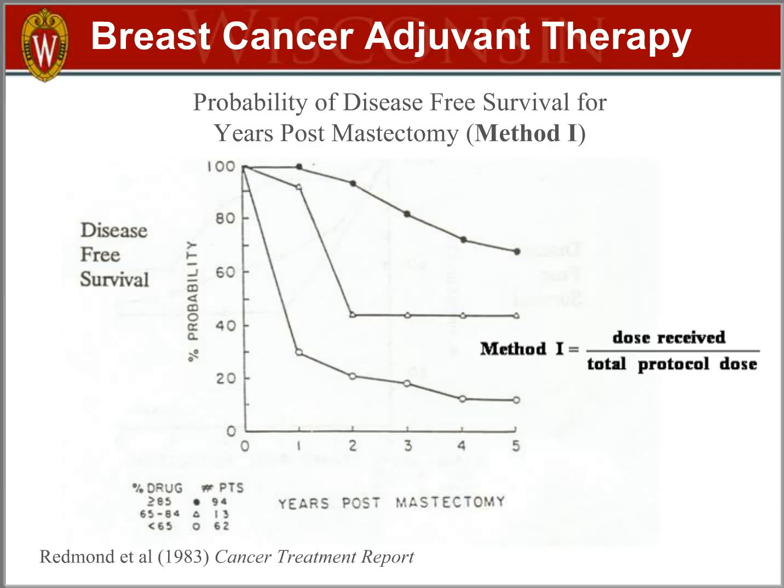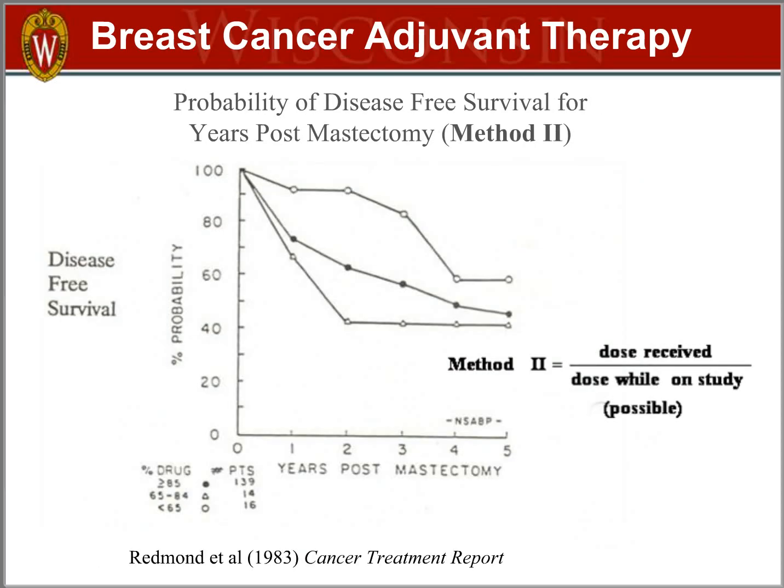Well, as expected, by this definition, those who comply get the best disease-free survival. The moderate compliers get intermediate results, and the poor compliers get the poorest results. But now suppose I tinker with the definition of compliance just slightly. In this slide, method 2, the dose received is the same as in method 1. However, I've changed the denominator from the dose as fully prescribed in the protocol. Here I define the full dose as the dose while they were in the study, while they were active. A subtle change, and perhaps a reasonable alternative definition.